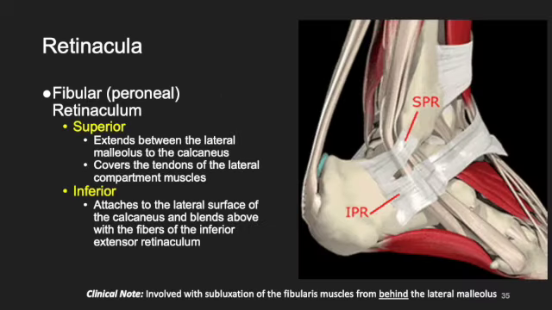This is your fibular or peroneal retinaculum. There's two different parts. There's a superior section and an inferior section. These guys serve the same purpose as the extensor or the dorsal retinacula. Just understand where each of those attach, and then think about what muscles are going to ride underneath that retinaculum.